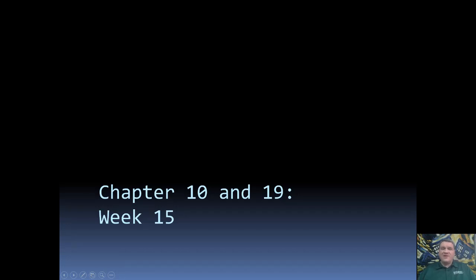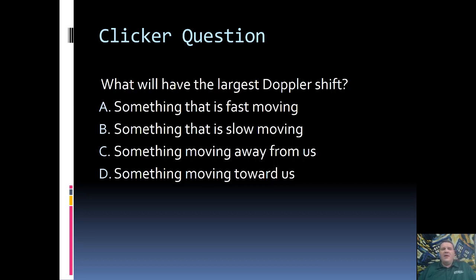All right, for this, we're actually going to start with a couple of thought questions. See if you can remember some things. What will have the largest Doppler shift? A, something that is moving fast. B, something that is moving slow. C, something moving away from us. Or D, something moving toward us. Go ahead and think about it, and we'll discuss in just a bit.